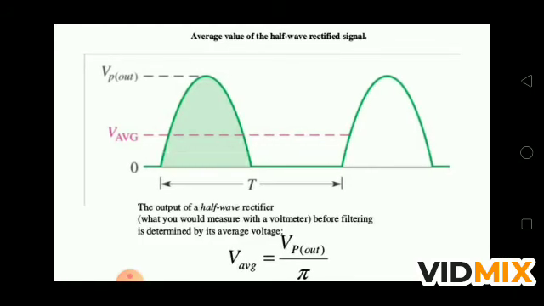We can find the value of average half wave. If you see the purple color dotted line, it is showing the average value of the AC voltage, and this is the VP. From where are you getting VP? VP you are getting from the voltmeter connected in the circuit.